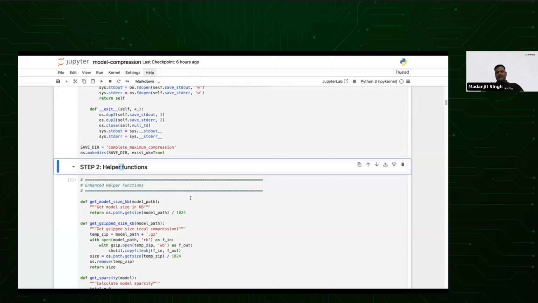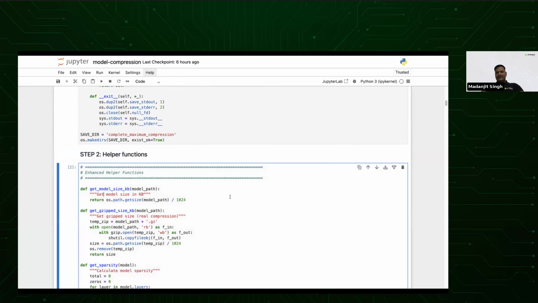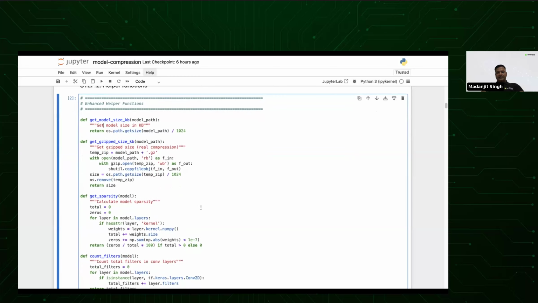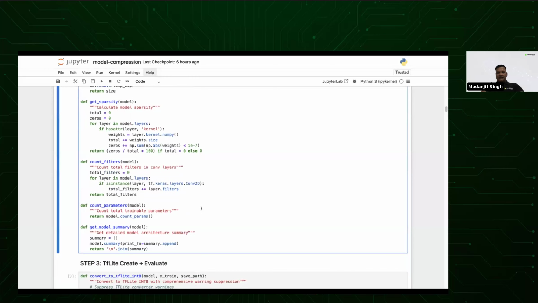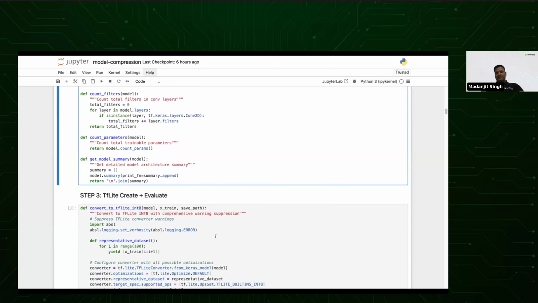So load libraries I have loaded, and then finally I've suppressed all the warnings. Helper functions I have put in, which will help us create the metrics for each and every model created and then compare them, like get model size, get gzip size. Gzip size comes into the picture when you quantize a model, but those zero weights are still holding memory positions. So when you do gzip, the size will go down. Then sparsity, count filters, and then reducing the filters based on the number of filters you're trying to get during your structured pruning, counting parameters, get model summary and so on.